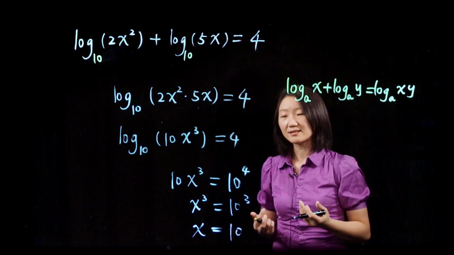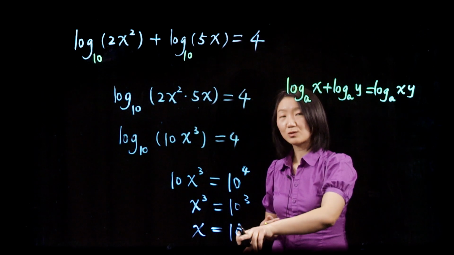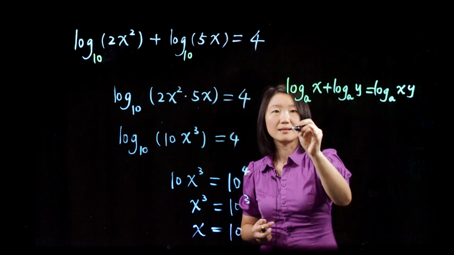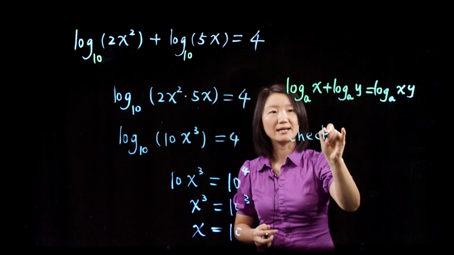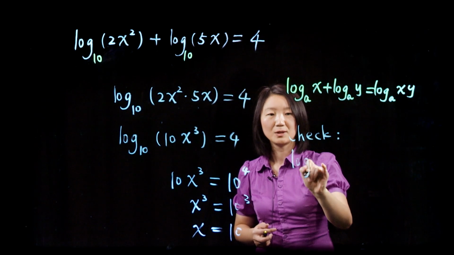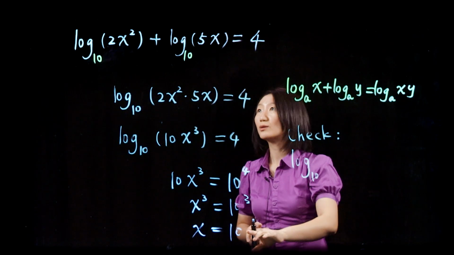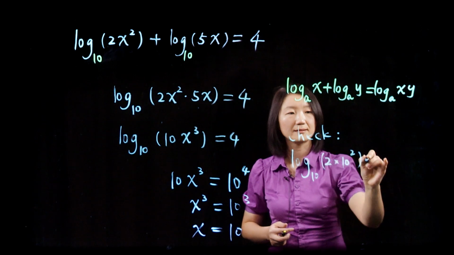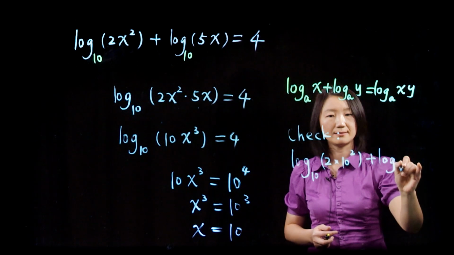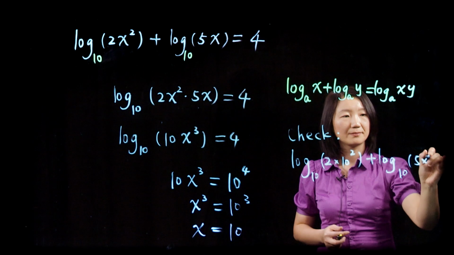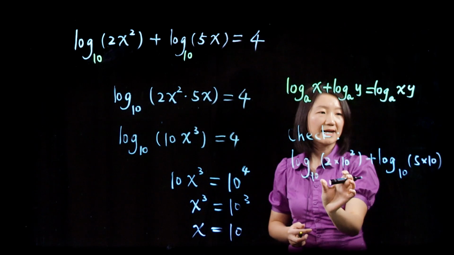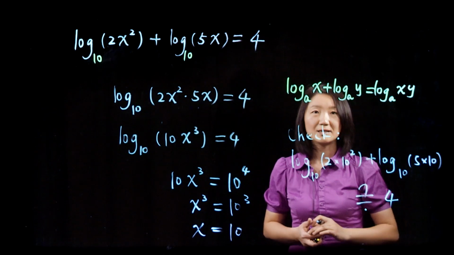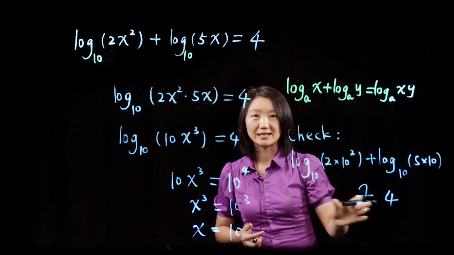In order to check your answer, we substitute x equals 10 into the equation and see whether both sides are equal. So check your answer. We're going to plug x equals 10 into the equation. And we need to check whether that sum equals 4. You may use a calculator to do that calculation.